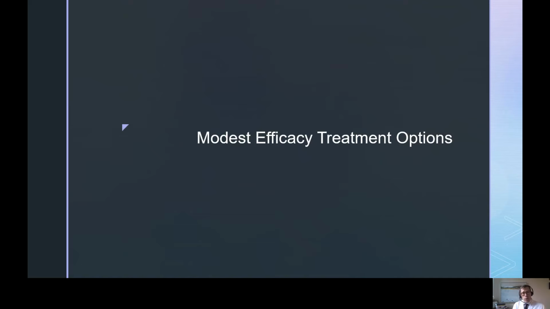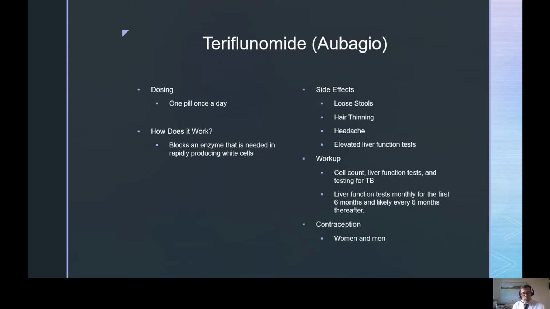And lastly, I just wanted to review treatment that has modest efficacy. The first one is Teriflunomide or Aubagio, and that is a pill that's taken daily, which has been available for, I guess, almost 10 years now. It works by blocking an enzyme that rapidly producing white cells typically use. If you're able to block this enzyme, then those cells are not available to cause inflammation, which can trigger a relapse and new MRI changes.